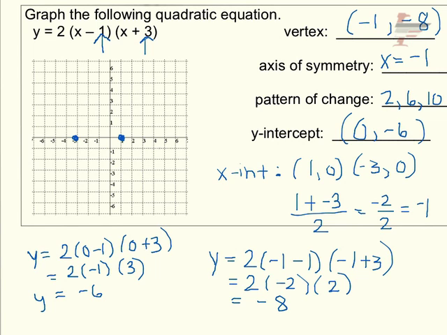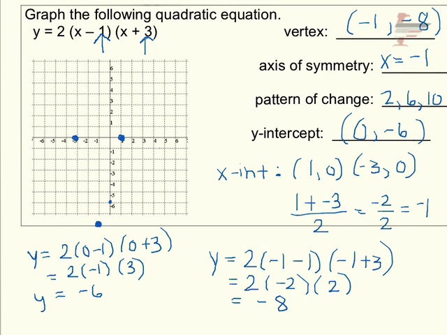So I know my vertex is negative 1 and negative 8, and I'm just going to estimate negative 8 is a little bit off my graph, and that's fine. And now really I have enough. If you wanted to check your pattern of change, you certainly could. So from my vertex, I'd go over 1, up 2.